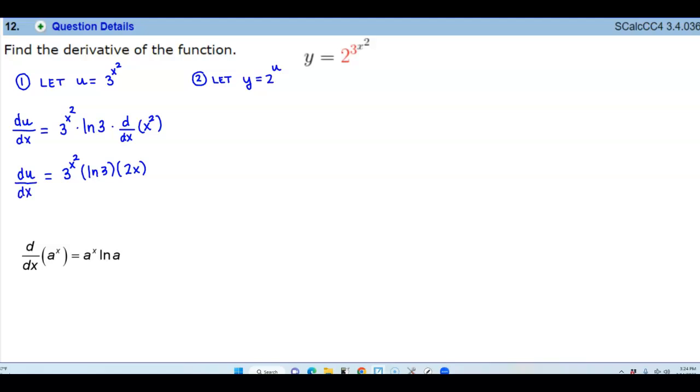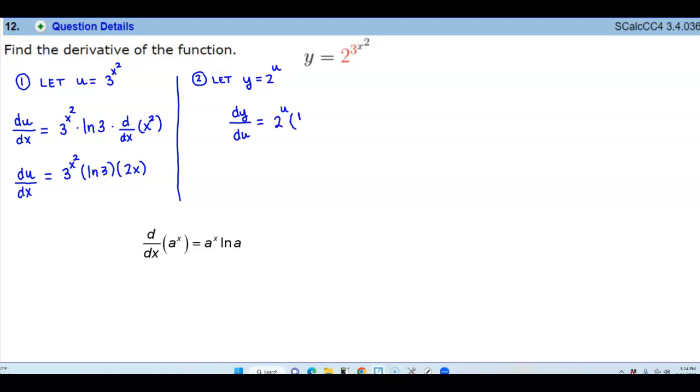Okay, now for step number 2, we're going to do the same thing. We're going to use the derivative definition of a constant base raised to a power of x. So we want to find the derivative of y with respect to u. And so this is going to be 2 to the power of u times the natural log of 2.